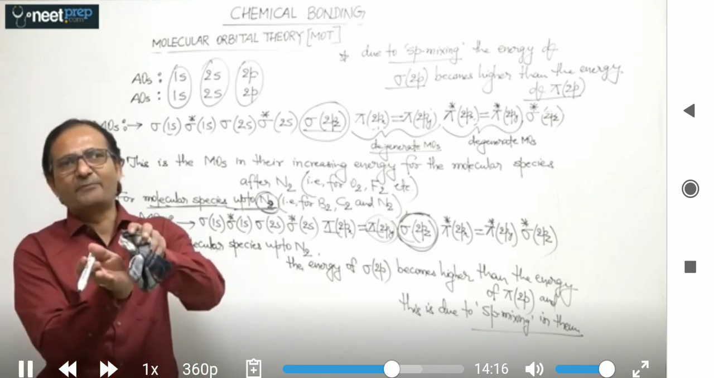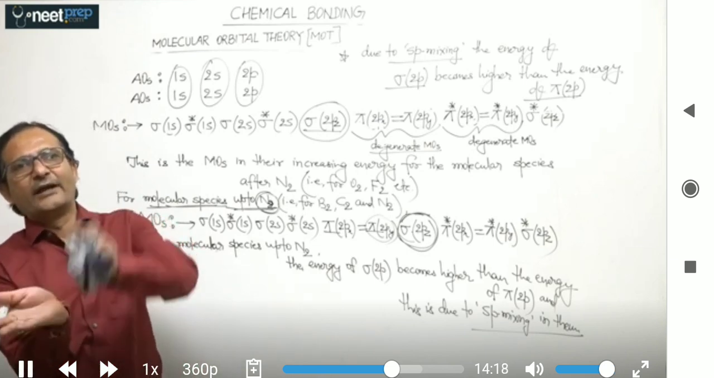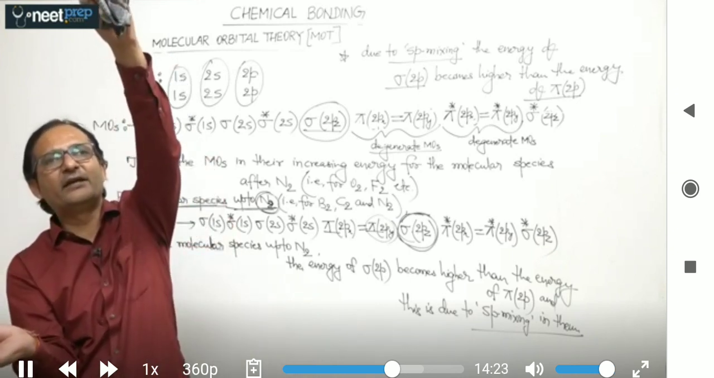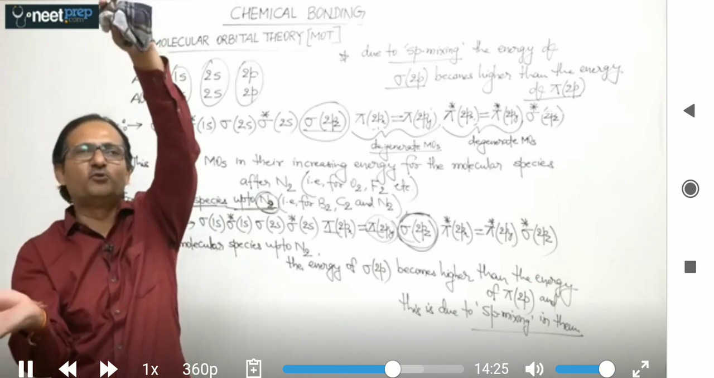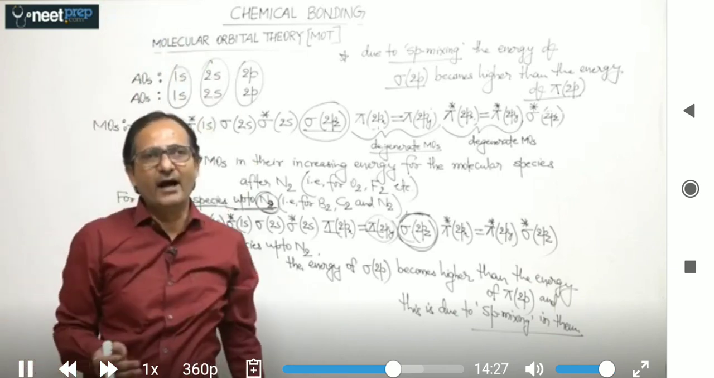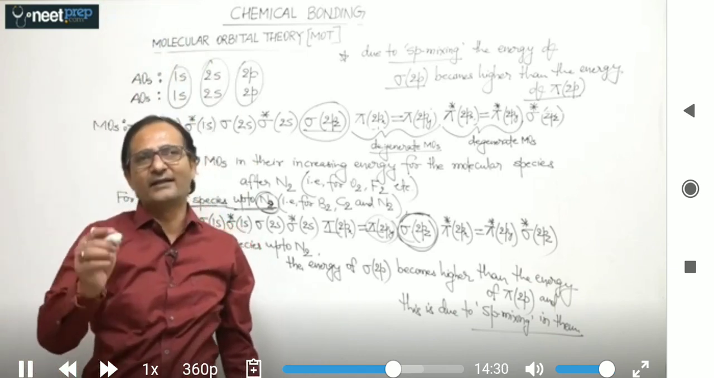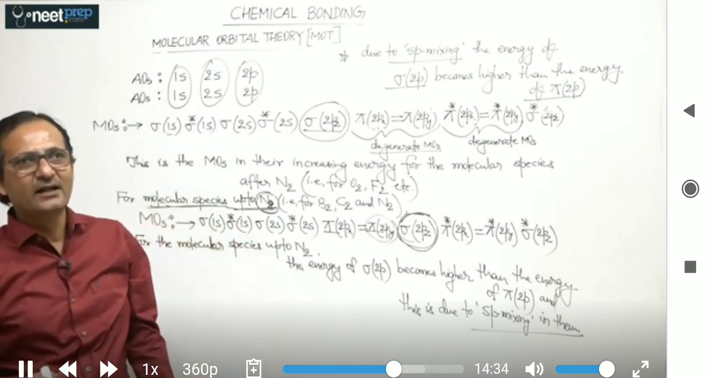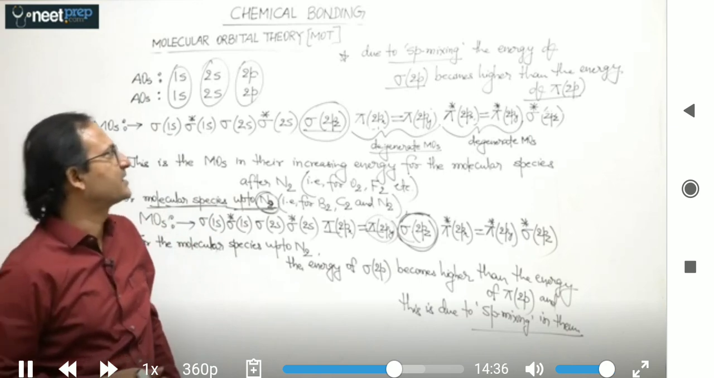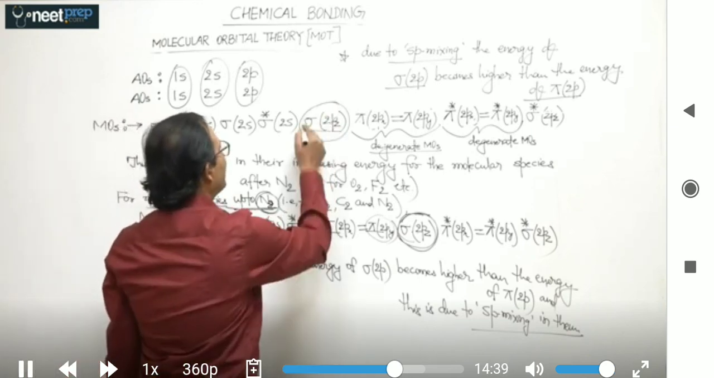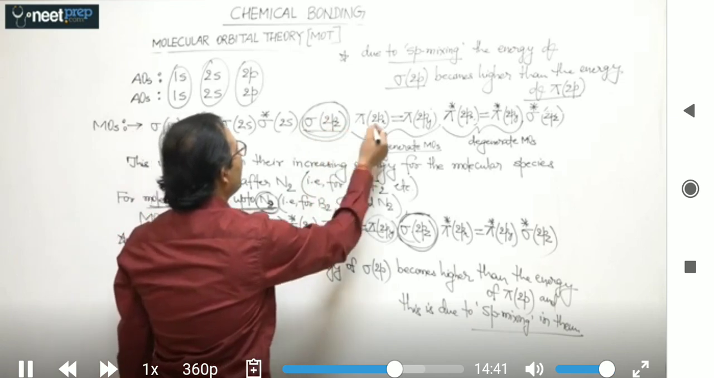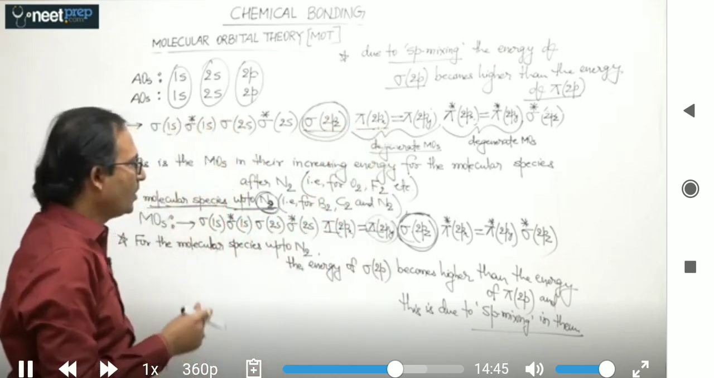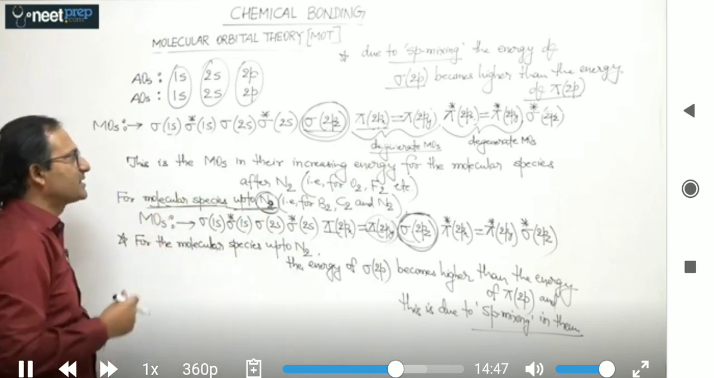and therefore after the element N, that is in O, F, etc., the energy of 2s decreases but the energy of 2p increases, so the energy gap between 2s and 2p becomes very large, and therefore after N, that is in O, F, etc., no sp mixing takes place. And if no sp mixing takes place, then the energy of sigma 2p will be lesser than the energy of pi 2p. So remember this.